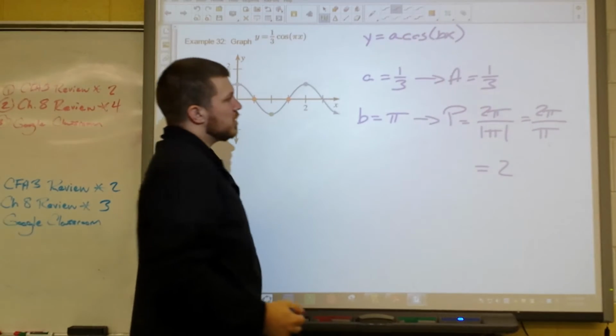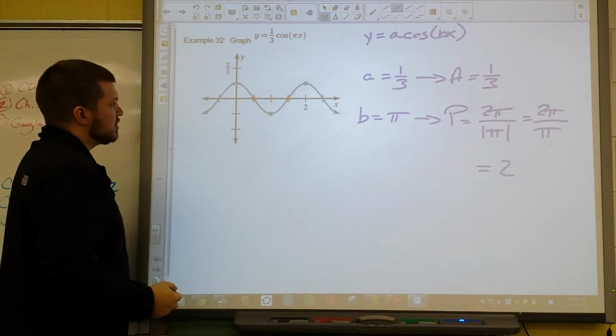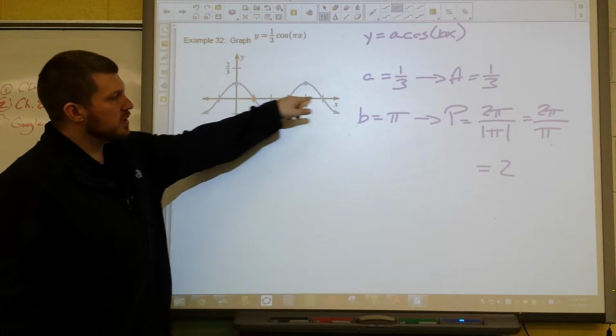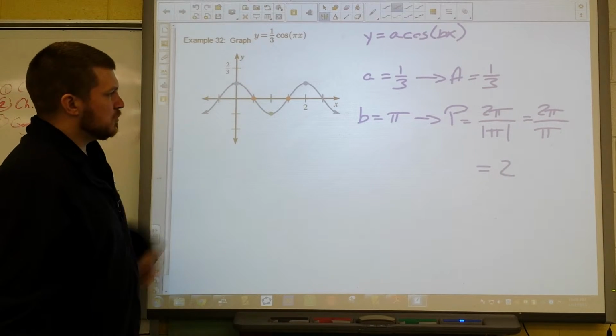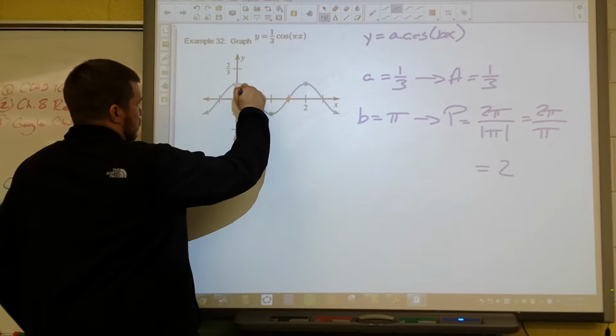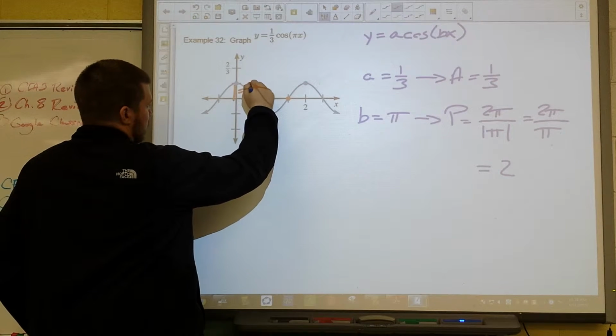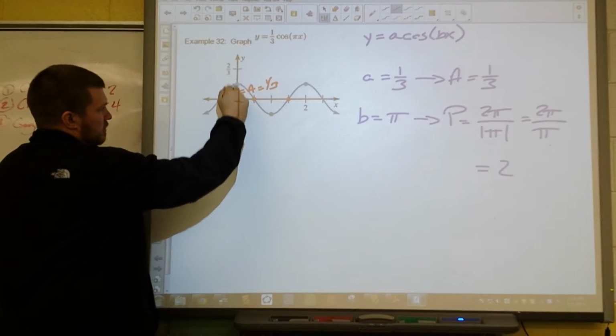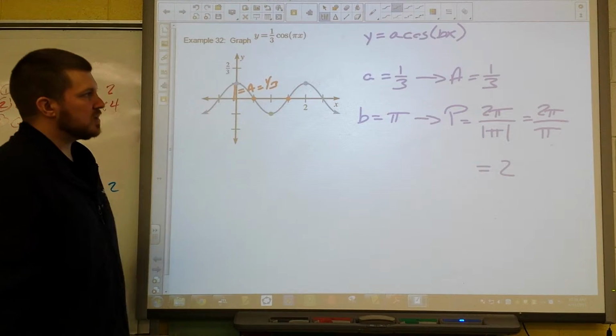All right, let's first talk about A, the amplitude. So again, the amplitude is the distance from the midpoint of the wave to the highest point of the wave. So this distance from here to here is supposed to be 1/3. And it is because here's 2/3, so this has to be 1/3, so that makes sense.